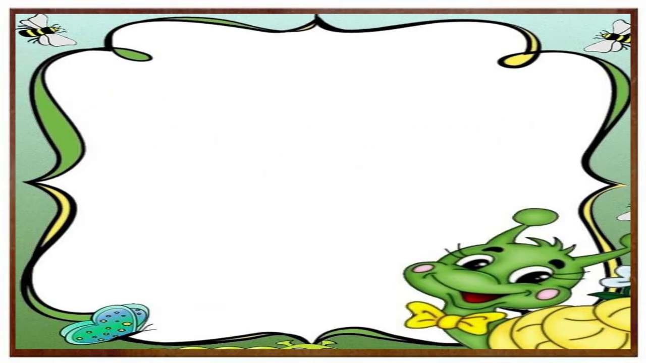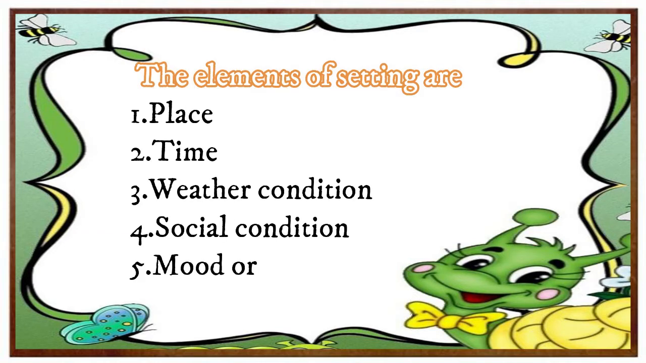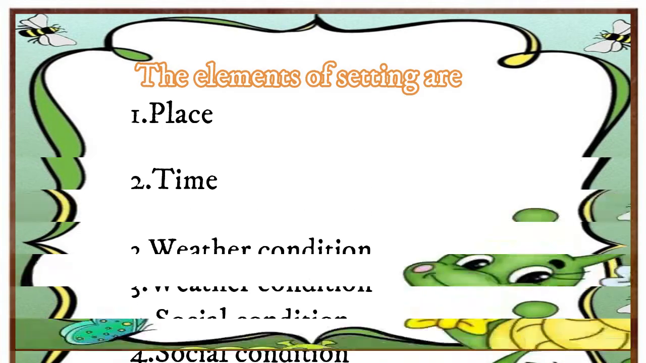The elements of setting are: 1. Place, 2. Time, 3. Weather condition, 4. Social condition, 5. Mood or atmosphere.